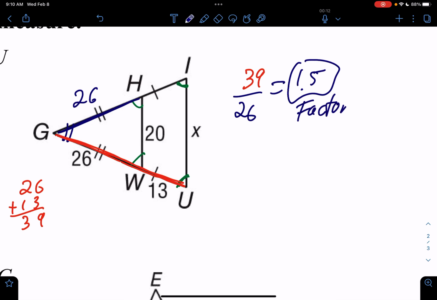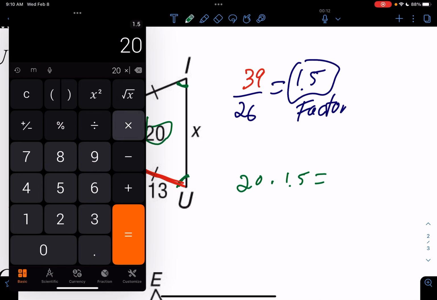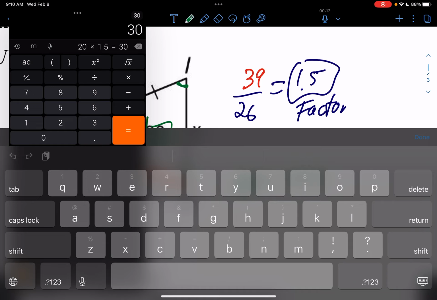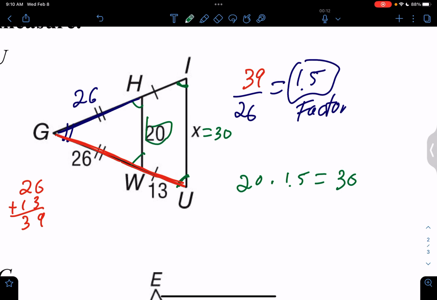Okay, so now I need to find x. Well, if I take 20 and I multiply times the factor, I will take the 20 and I'm going to multiply times the factor 1.5. That is going to give me the big side, which is x. So I go to the calculator, 20 times 1.5, and that is 30. So x equals 30. Just by finding the factor.